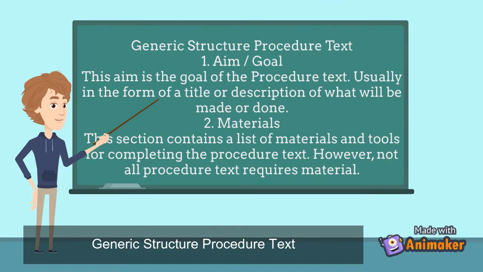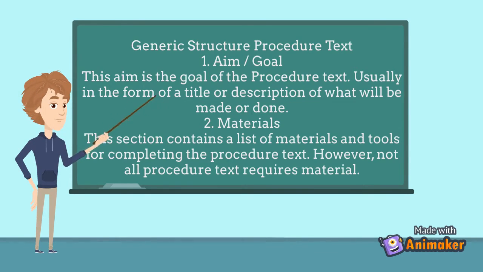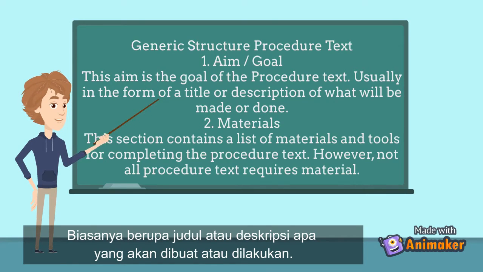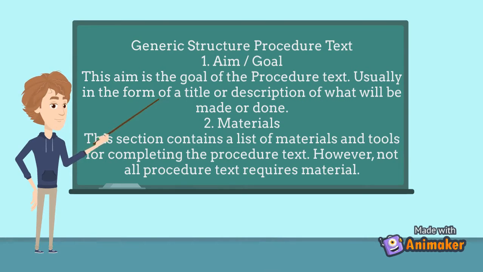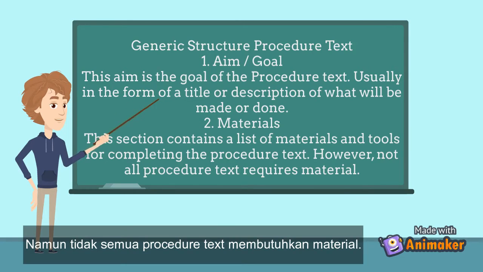Generic structure of procedure text. 1. Aim, goal, the same as the goal of the procedure text. Usually in the form of a title or description of what will be made or done. 2. Materials. This section contains a list of materials and tools for completing the procedure text. However, not all procedure text requires material.